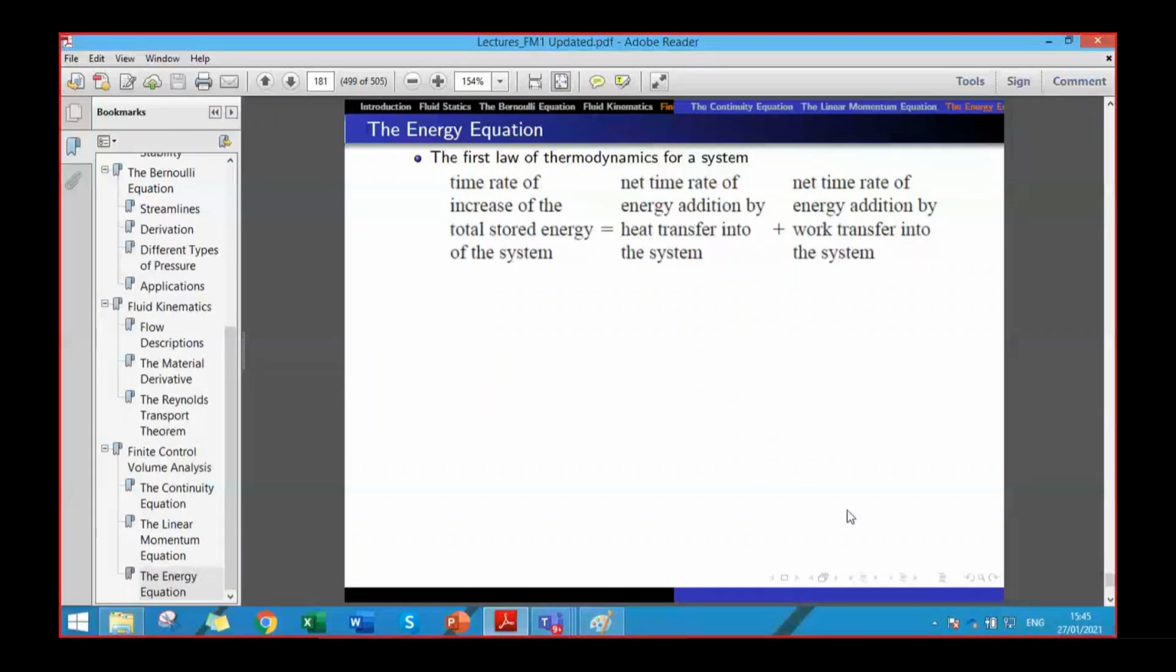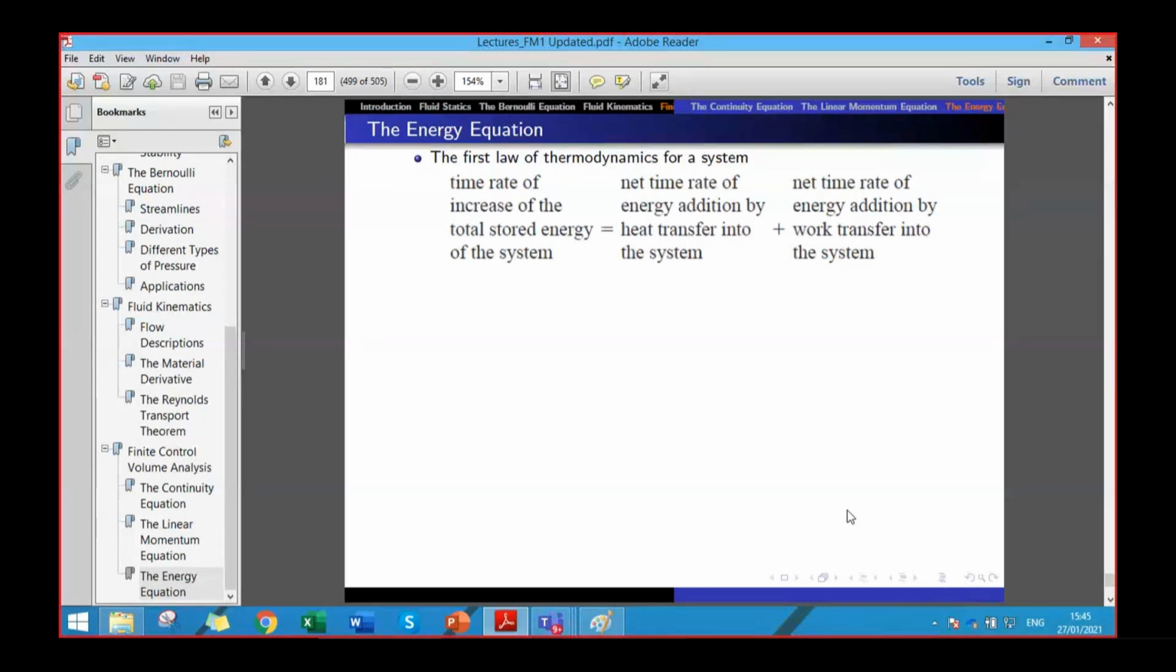Okay, the next equation we are going to discuss is the energy equation. We are just going to have a brief introduction of the energy equation because you will be studying it in more detail in the next course of fluid mechanics, that is fluid mechanics 2. So the energy equation is based on the first law of thermodynamics.